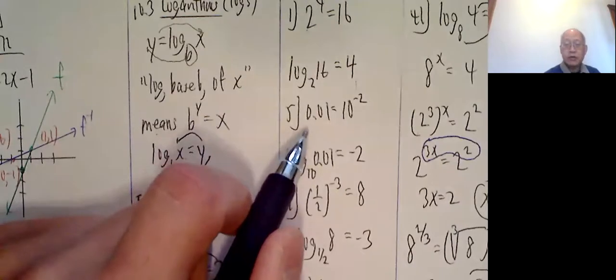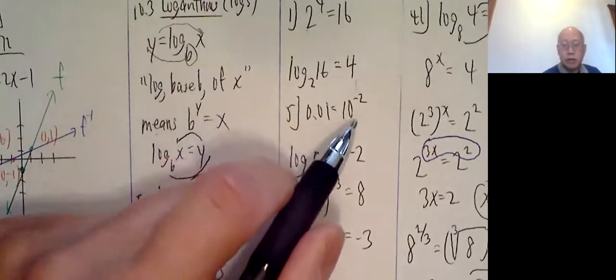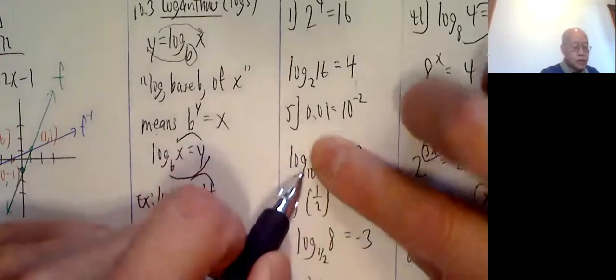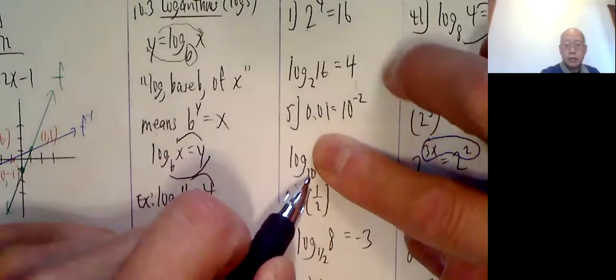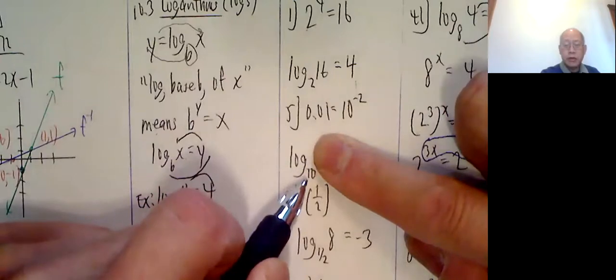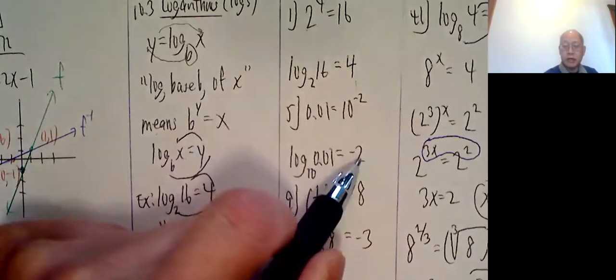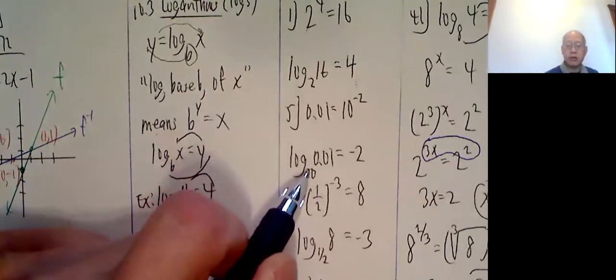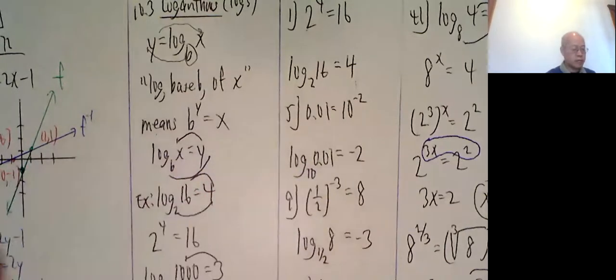Okay, 5. 0.01 is 10 to the -2. Okay, so which is considered the base? 10. So write log base 10. Okay. Now the exponent is by itself, so the -2 is by itself. Come back in for the result. So it should look like this: log base 10 of 0.01 equals -2.